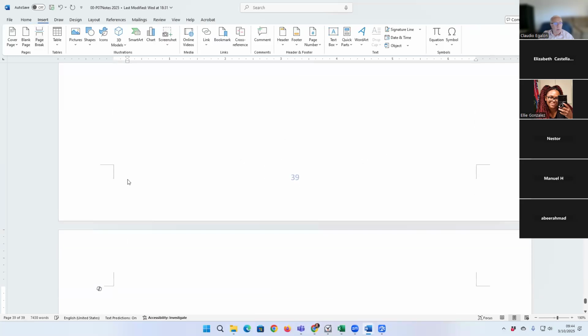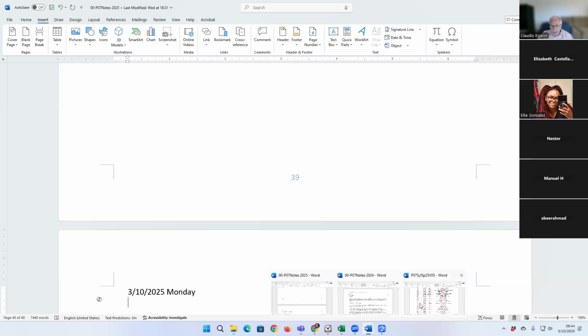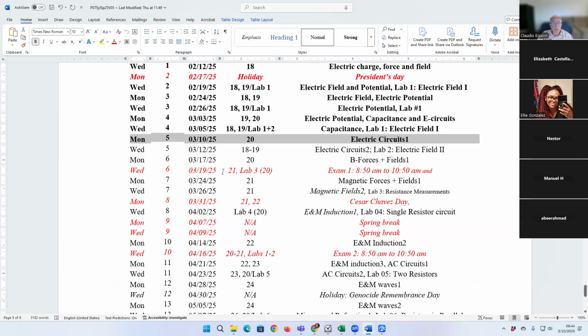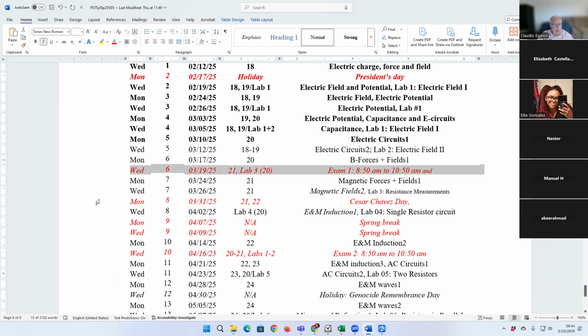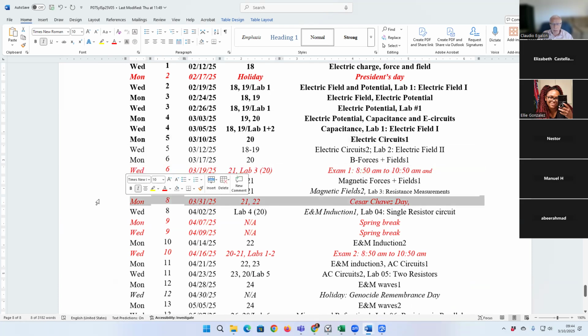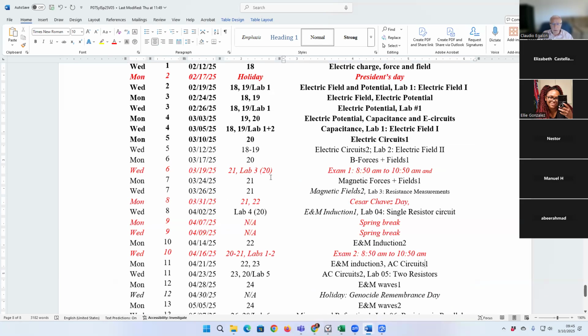Insert, page break, 10th of 2025, Monday. Let's take a look again at the syllabus, right? Because we're going to have an exam soon, coming very soon. It's going to be next week, the exam. Our next holiday is going to be at the end of the month, 31st of March. And then we have the spring break here.